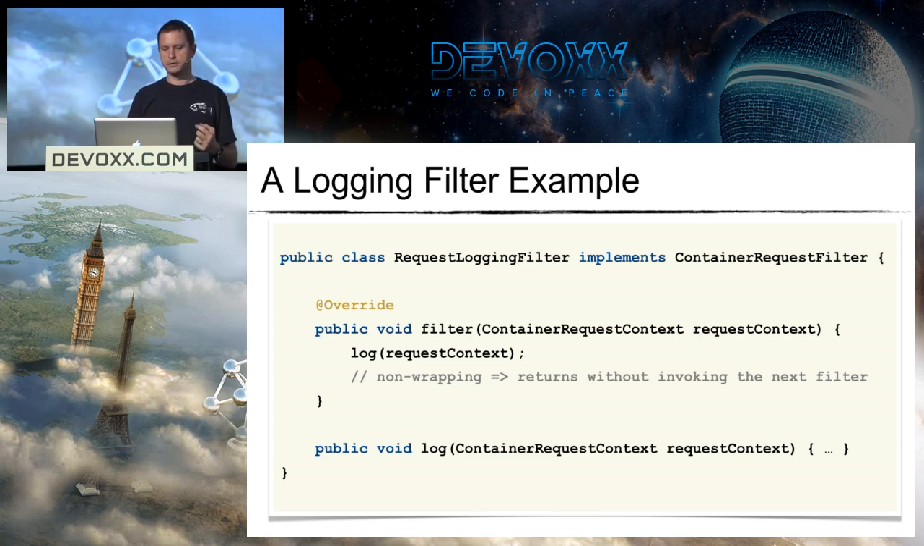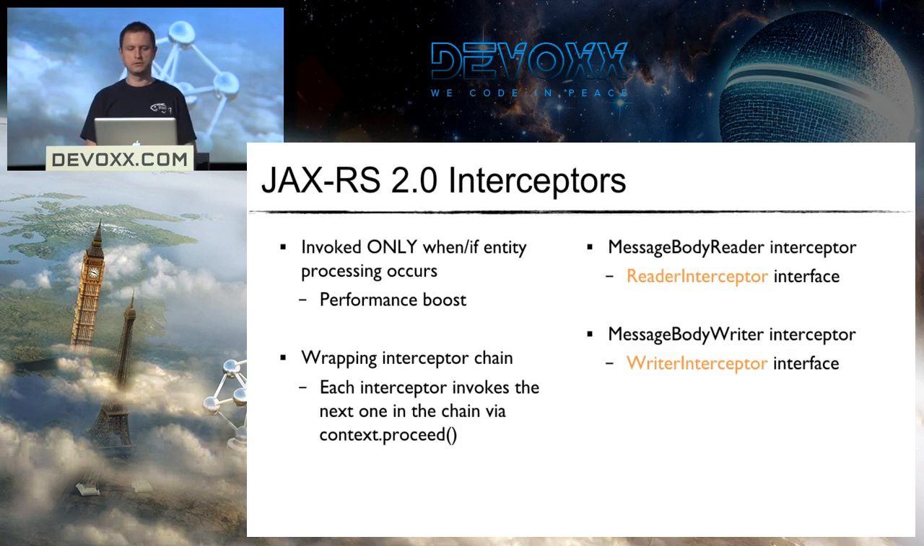So, a very simple example of a logging filter for the requests on the server side. Basically, you are implementing an interface, and you are implementing the method in that interface that takes in the request context, which is a mutable representation of the HTTP request that you are filtering. This means that you are able to read the data about the request, but at the same time, if you want or have to, you can modify this data. And in this case, I'm just passing this request to some logger method that will log the request somewhere somehow.